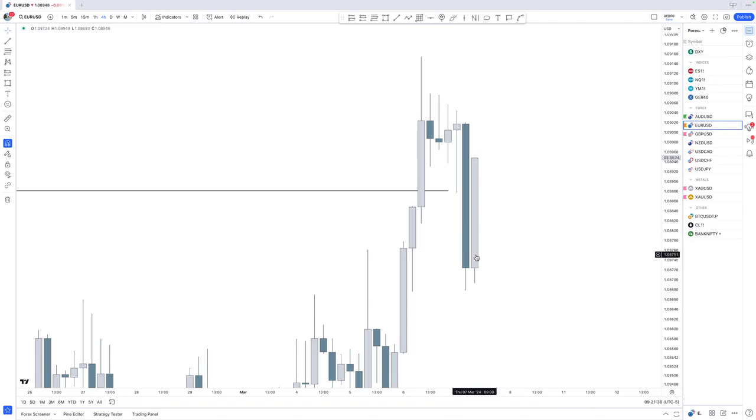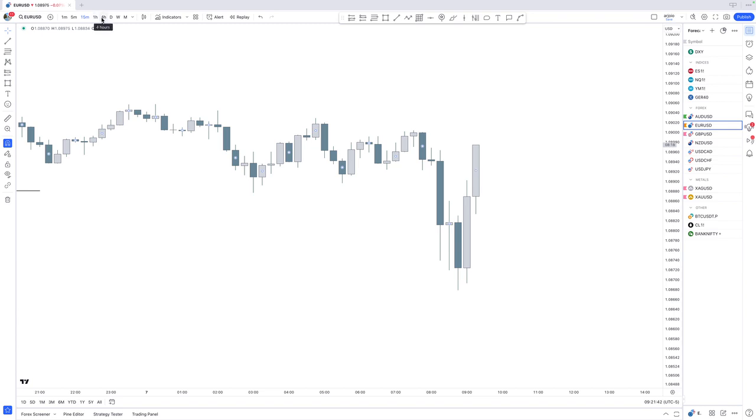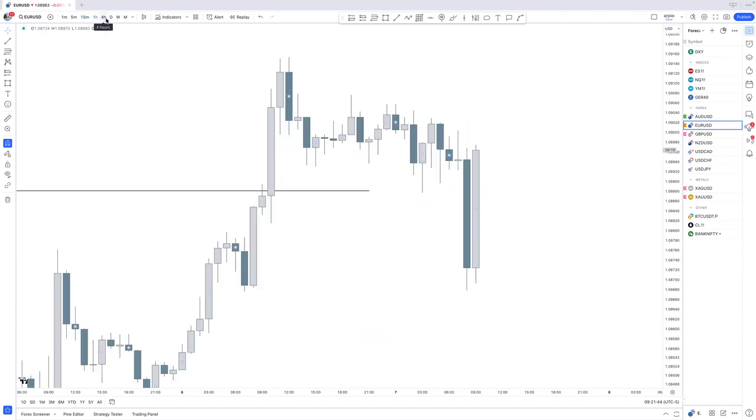By the way, really quick, Euro US dollar. We now have a huge expansion actually right there. It's actually still on the lower time frame. What are we doing? It's quite interesting overall. Quite interesting.